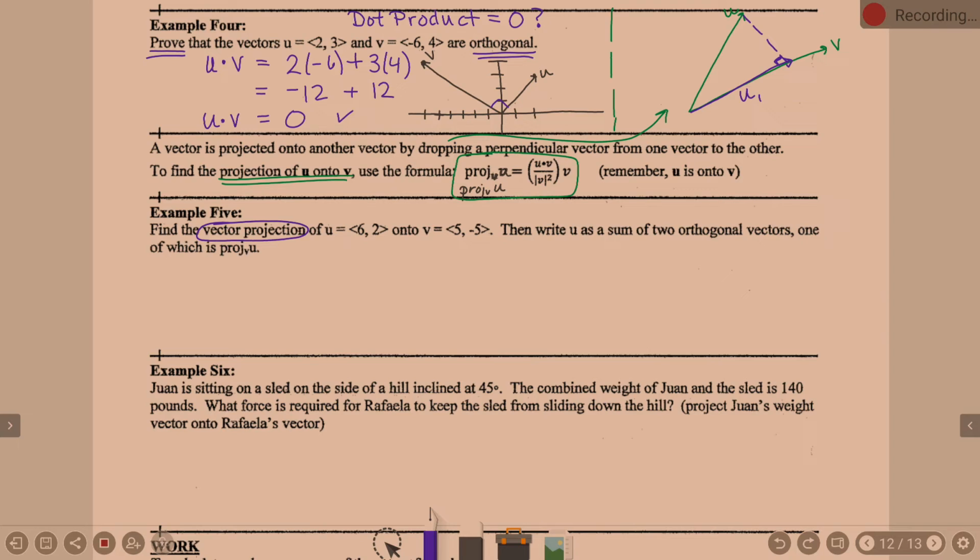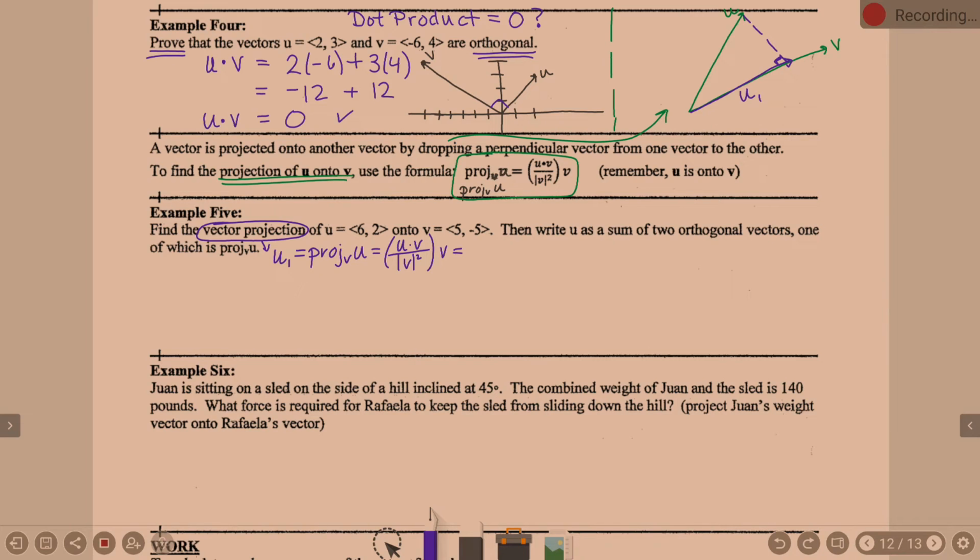So, in order to do the vector projection of u onto v, we're going to use this formula. And notice what I called it up here when we're projecting u onto v. I'm going to go ahead and call this u1. That's doing the projection of u onto v, and it's going to use the formula I mentioned earlier: u dot v divided by the absolute value of v squared, times v. Now I'm ready to fill in the formula.